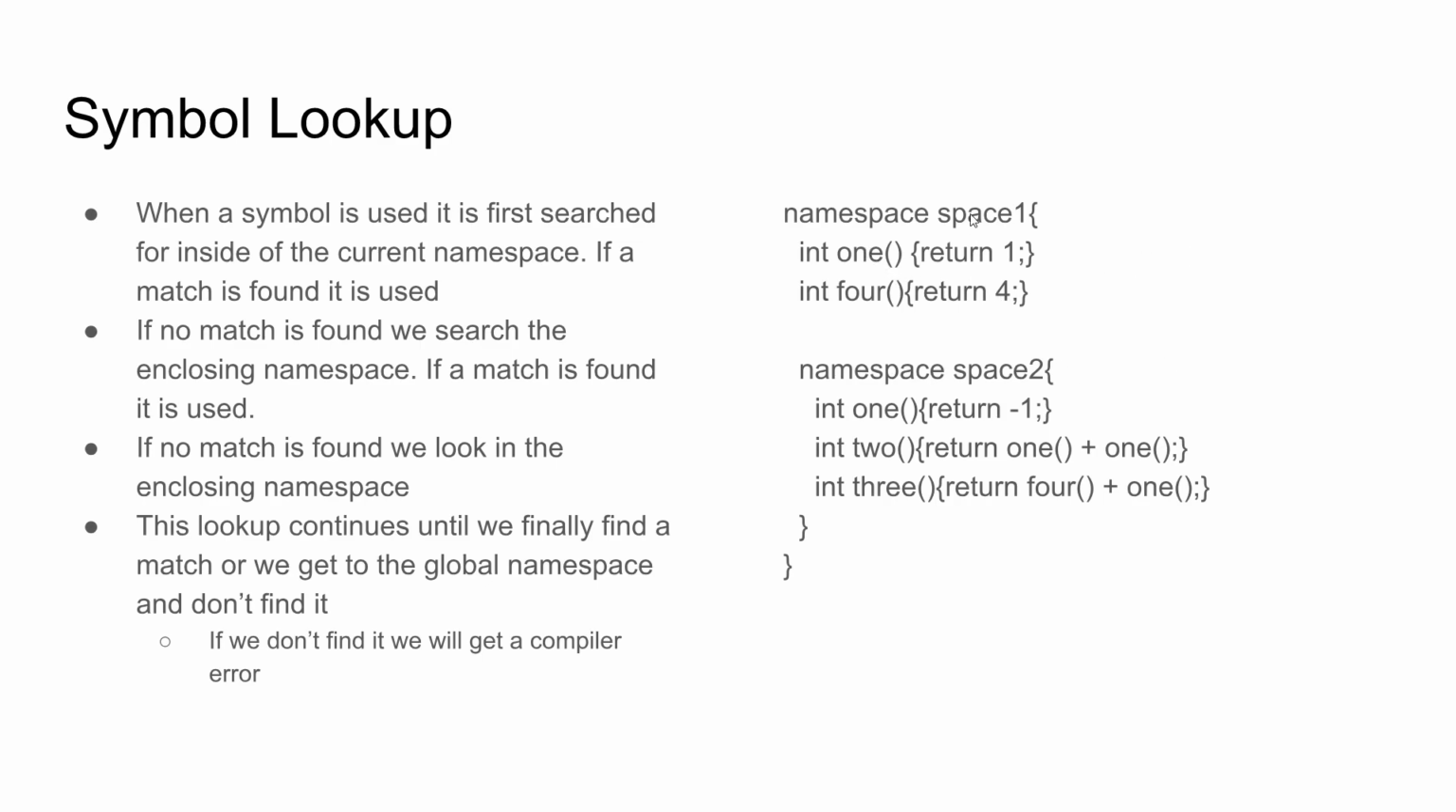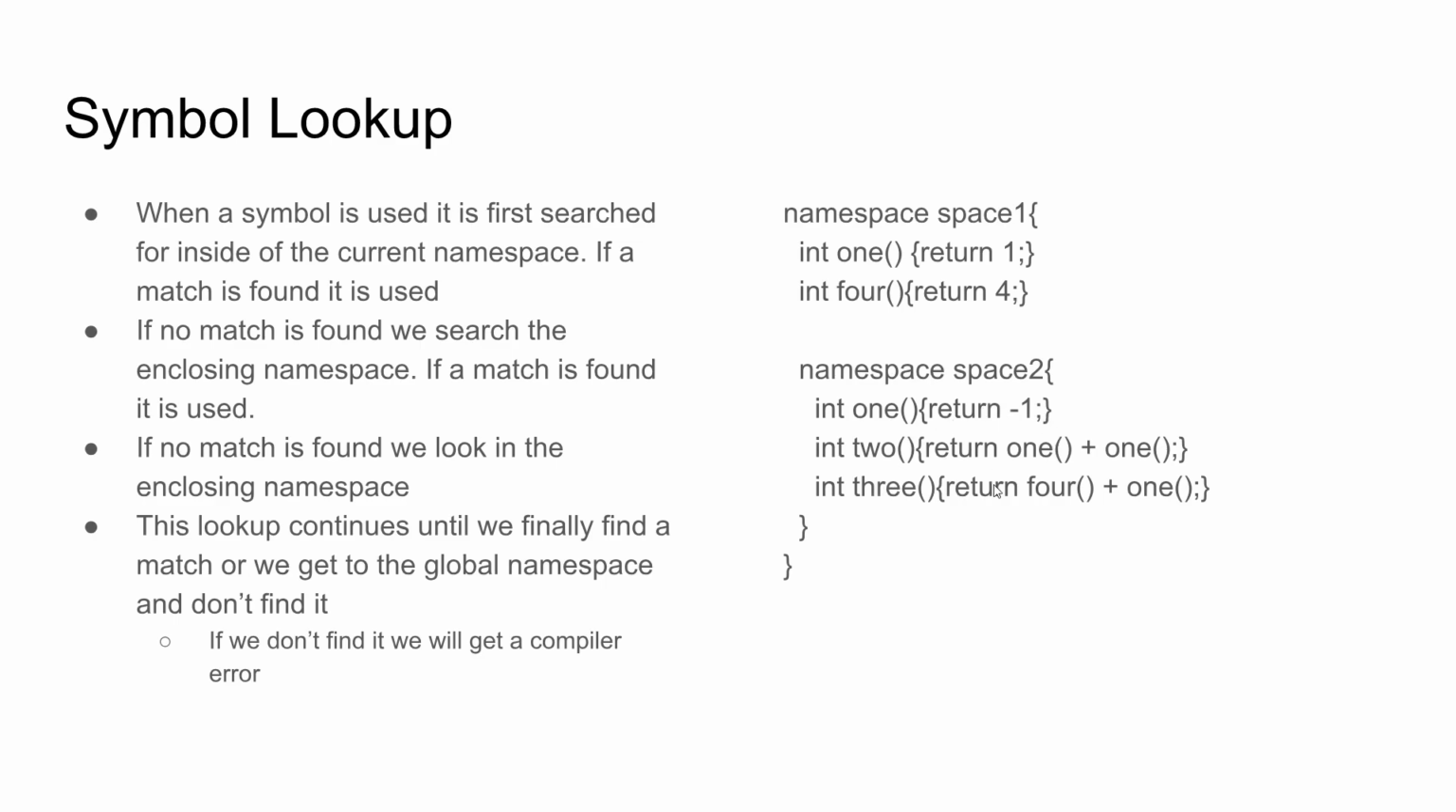Here's a somewhat interesting example. We have two namespaces, space 1 and space 2. In space 1, f1 returns 1 and f4 returns 4. Inside space 2, I also happen to have a function named f1. So when I call f2, I look for the f1 that's inside of my namespace, so I end up using this function. So what does f2 actually end up returning? -2, because we're going to use this f1 over here since it's inside my enclosing namespace.